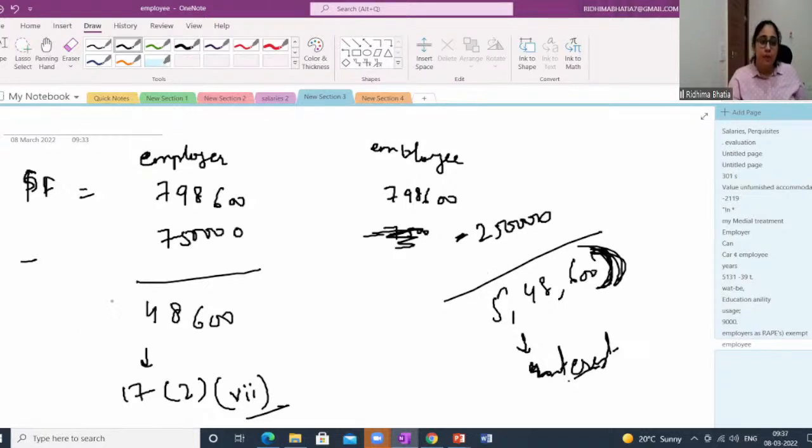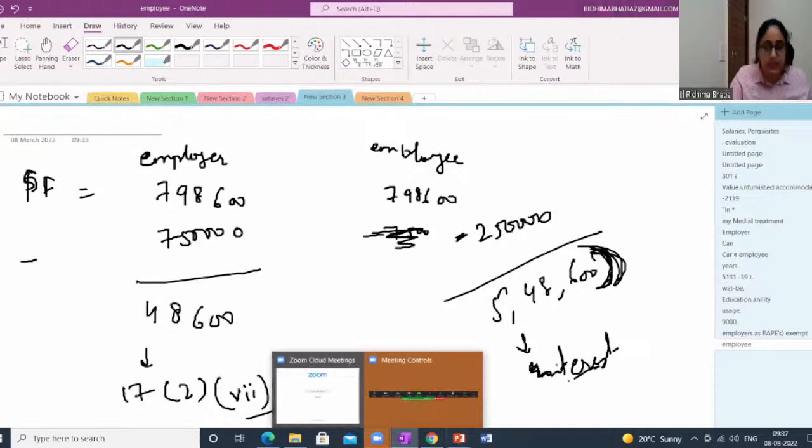What we did, employer contribution in excess of 7,50,000 in all these three funds in aggregate. If it's exceeding, the excess amount would be taxable as perquisite. For employee's contribution, in the last class we discussed that if the employee's self contribution is more than 2,50,000 in a fund where the employer is also contributing, whatever interest is getting received on this excess amount would be taxable. This much is clear?